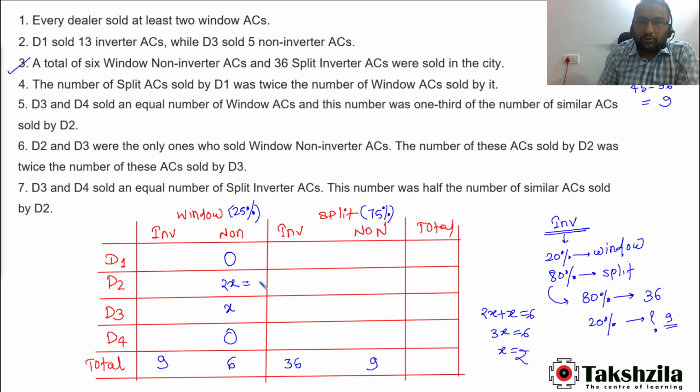So this number is going to be 4 and this number is going to be 2 over here. So over here we're done with statement number 6.